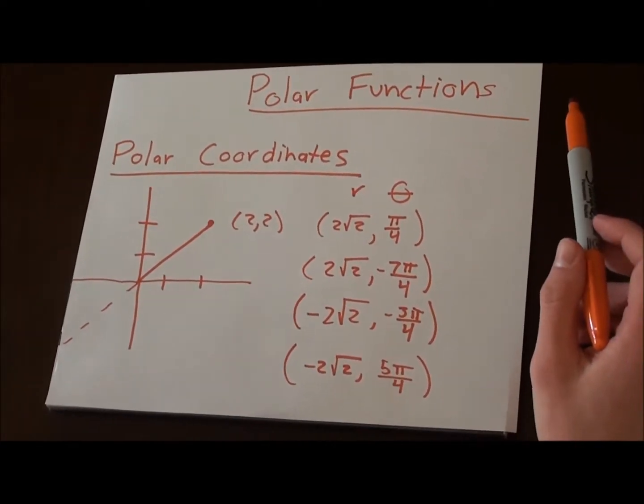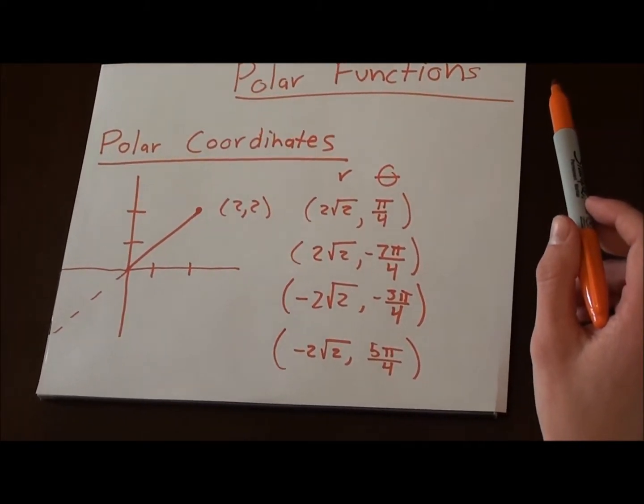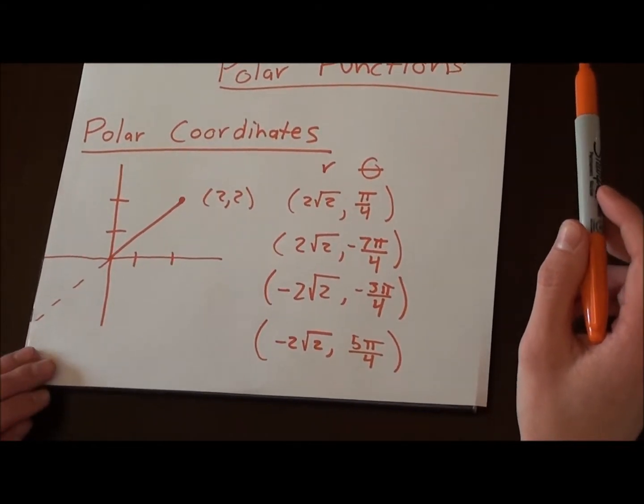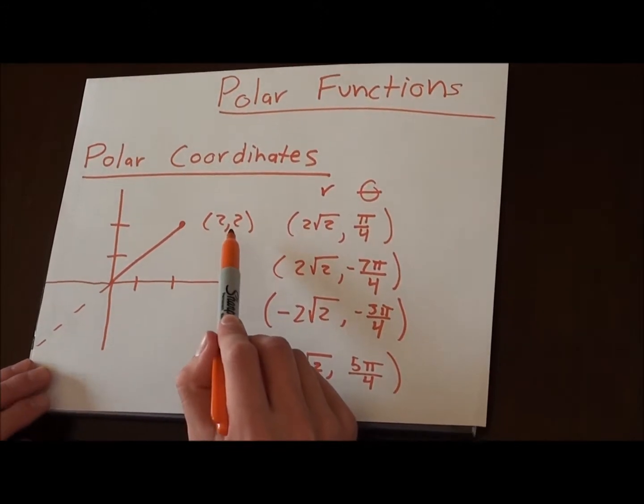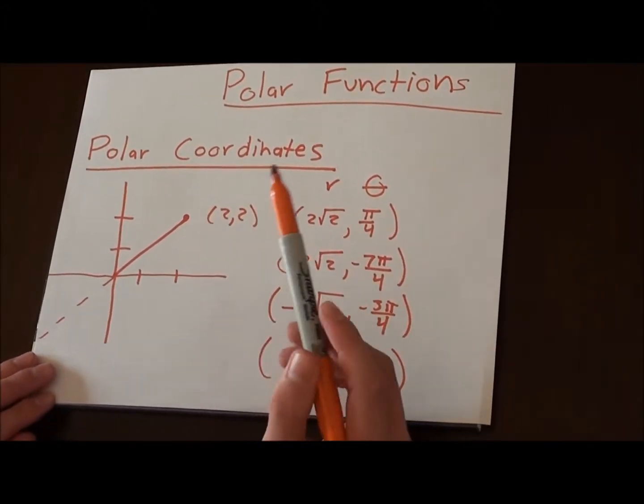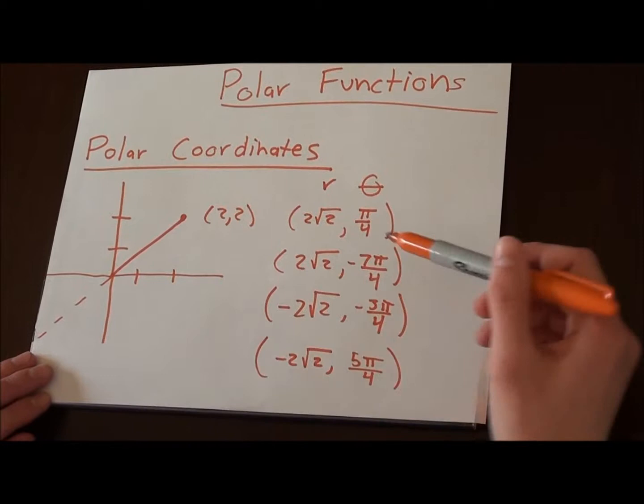Okay, today we're going to learn about polar functions and specifically polar coordinates. If I have a Cartesian plane and the point (2, 2), I can name this in 4 different ways, or actually an infinite amount of ways, but I'll just name it 4 ways here.